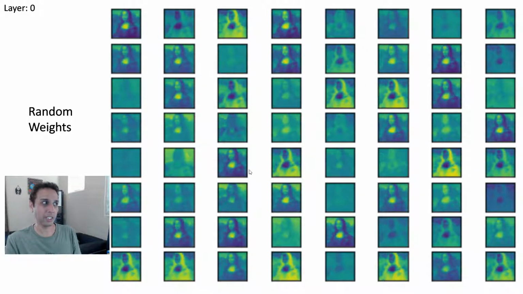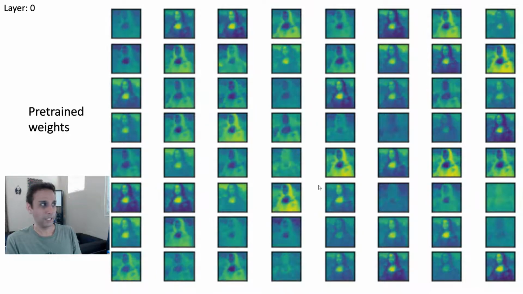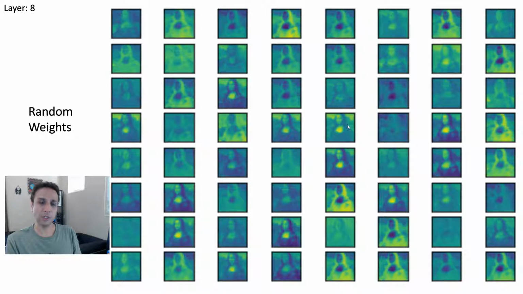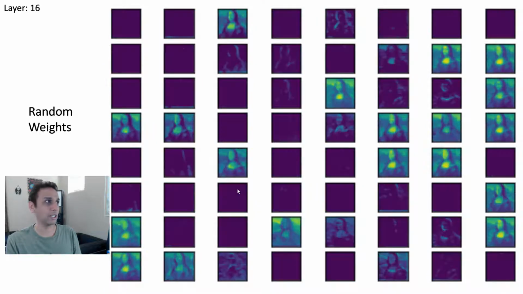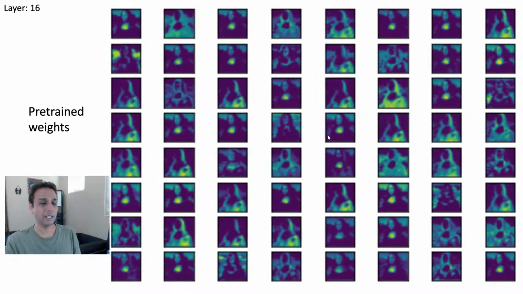Let's go back. This is layer number 0. These are all random weights. This is pre-trained weights. This is layer 8. The random one looks very similar to layer 0, because these are random weights, and this is pre-trained. Now you see much more definition of the structure. Now let's go to layer 16. Again, these are random weights at layer 16, and this is pre-trained weights. You already have a lot of rich information.